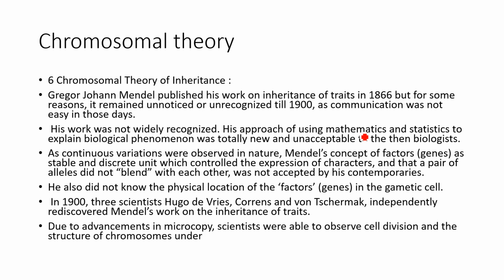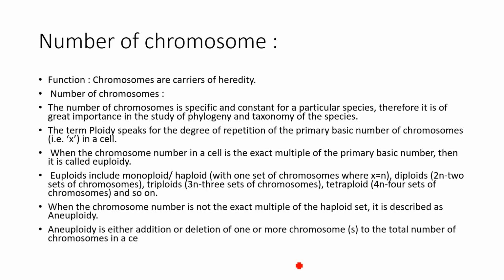But nowadays these factors are called as what? These factors are called genes, in where? In the gametic cells. And then in 1900, three scientists, Hugo de Vries, Correns and von Tschermak, independently rediscovered Mendel's work on the inheritance of the trait, and then they observed the different parts, and according to them they discuss the chromosomal theory of inheritance.